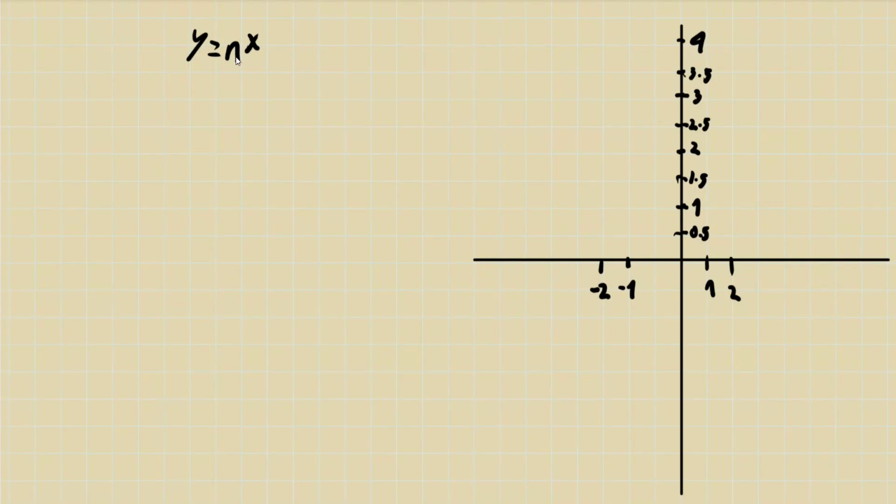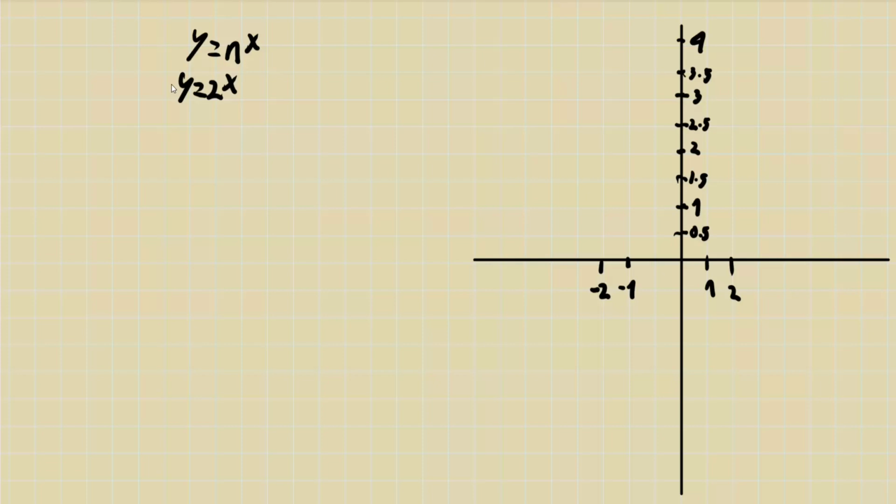n is just a constant. It could be any number. It could be 4, it could be 5, it could be 345. It doesn't matter. n could be any number, and x is a variable. It changes depending on what you want it to be. Anyways, how about we try to graph y is equal to 2 to the power of x?